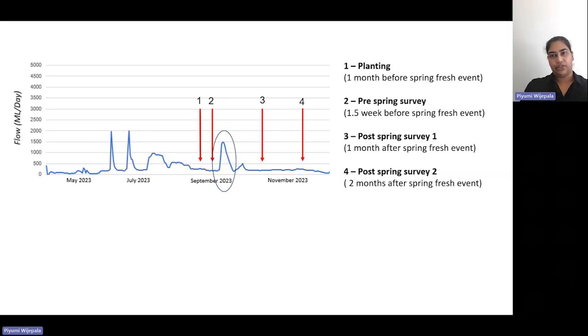For conducting the experiment, we planted our plants 1 month before the spring fresh event, and then we did our initial survey 1.5 weeks before the spring fresh event, and then we had 2 post-spring surveys. One was 1 month after the spring fresh event, and the last one was 2 months after the spring fresh event. And for the data, we collected plant growth, survival, reproduction, and soil moisture.